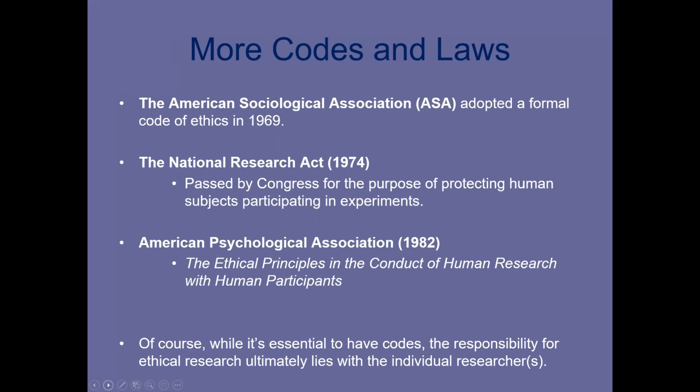The National Research Act of 1974 was passed by Congress for the purpose of protecting human subjects participating in experiments. These experiments were of all different sites, types, and locations. But it was passed by Congress, and it was another layer of protection provided to individuals. The APA, or the American Psychological Association, in 1982 came up with the ethical principles in the conduct of research with human participants. So they have another layer of protection.